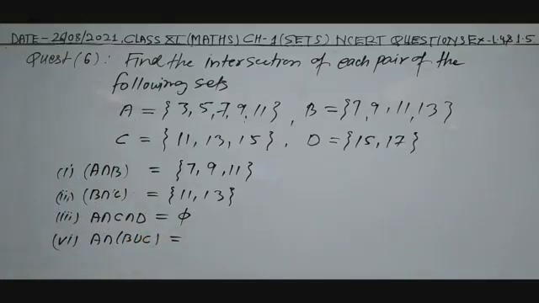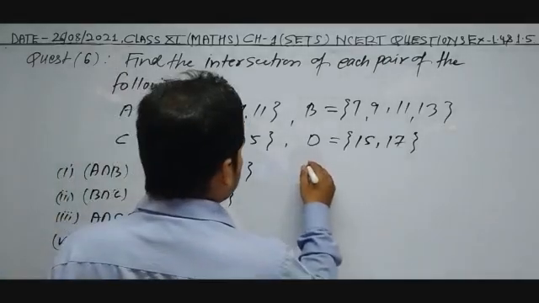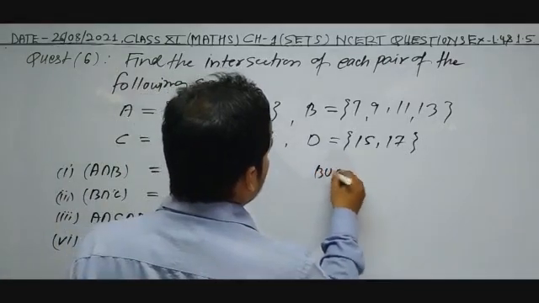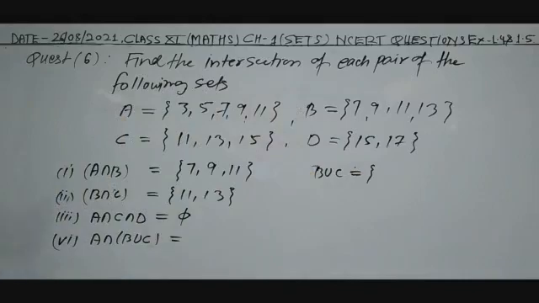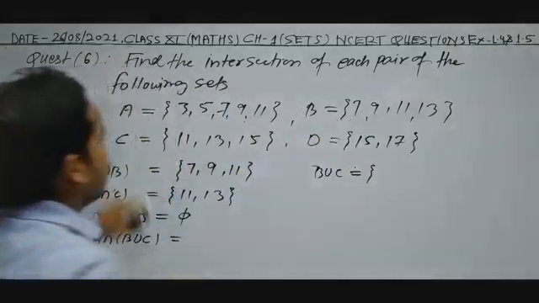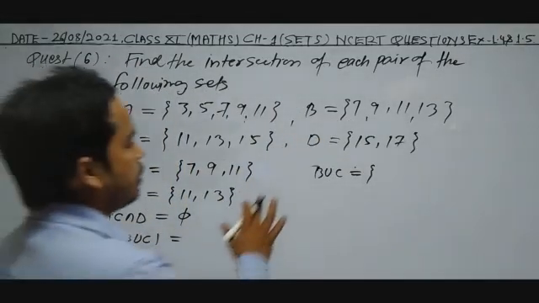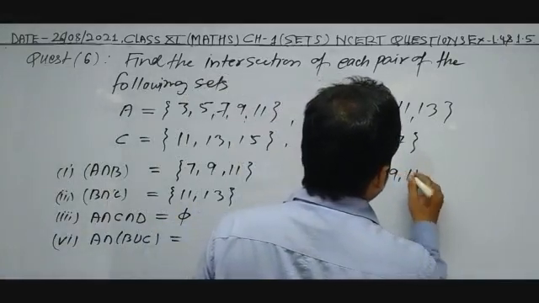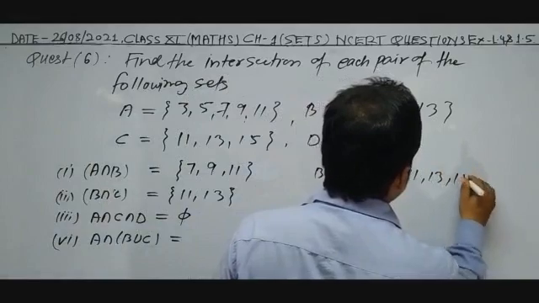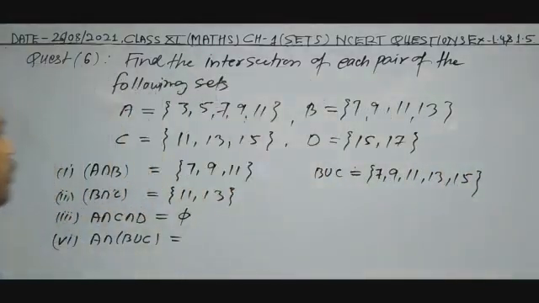A intersection B union C. First of all you have to calculate B union C. Suppose in rough work I am going to solve B union C. So what will be the result of B union C? B union C is 7, 9, 11, 13, 15. This is the B union C.